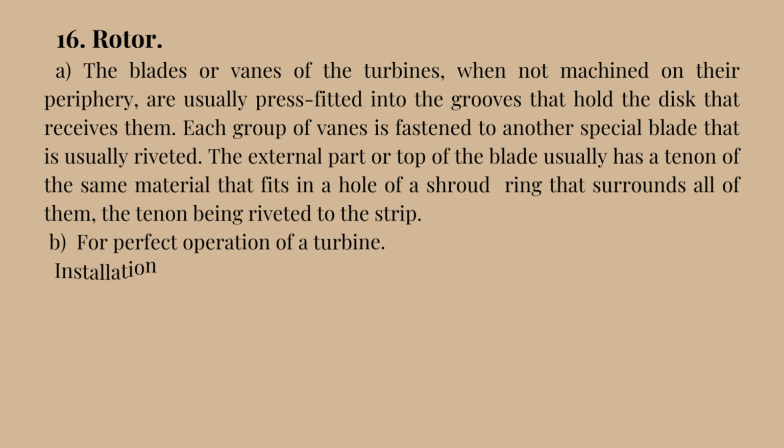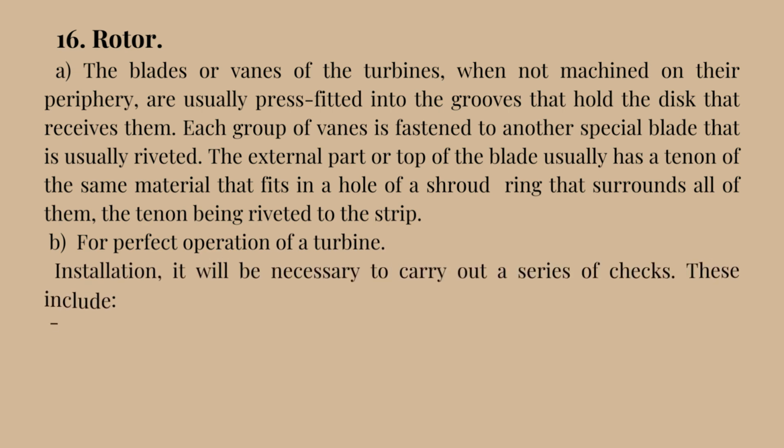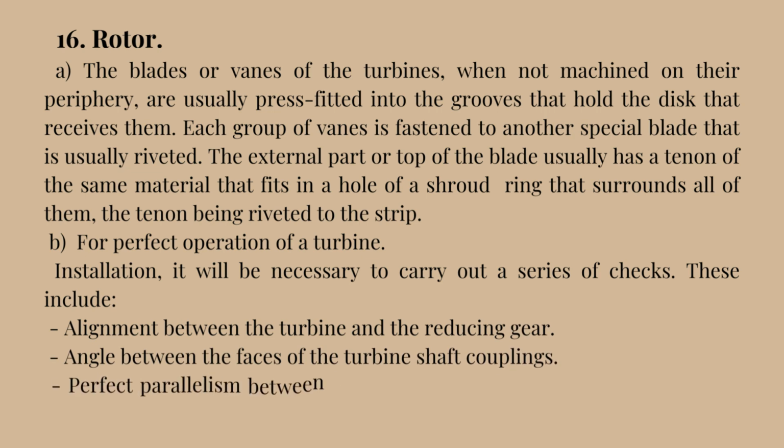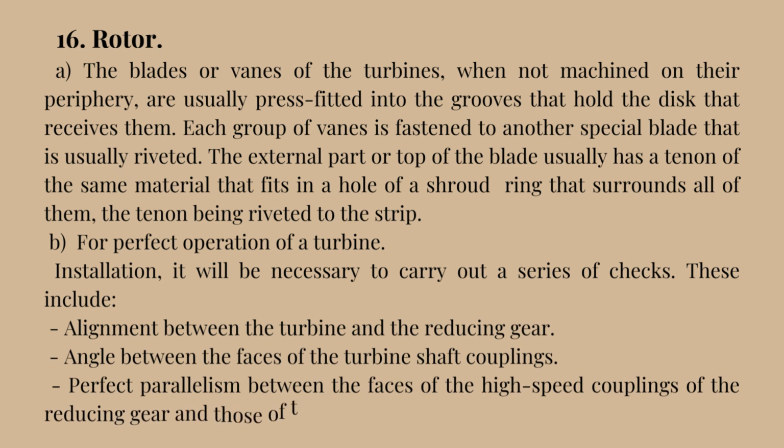B. For perfect operation of a turbine installation, it will be necessary to carry out a series of checks. These include alignment between the turbine and the reducing gear, angle between the faces of the turbine shaft couplings, perfect parallelism between the faces of the high-speed couplings of the reducing gear and those of the turbines.